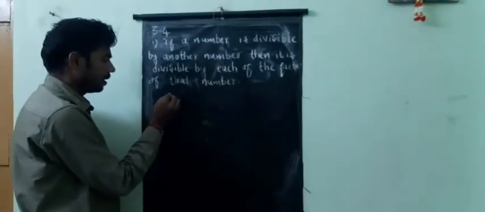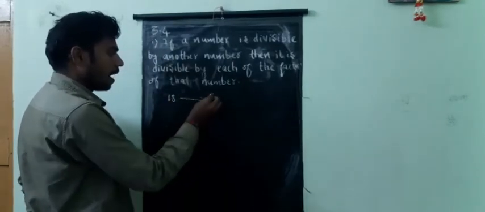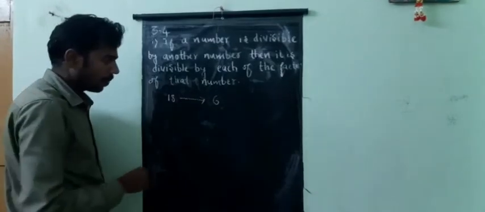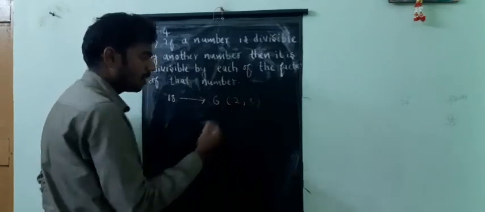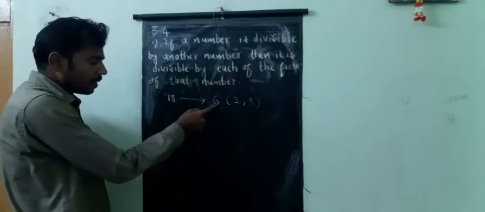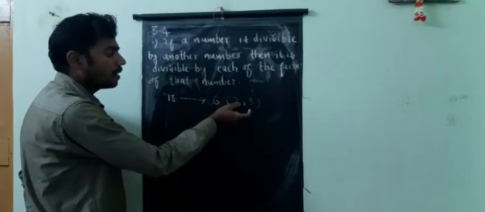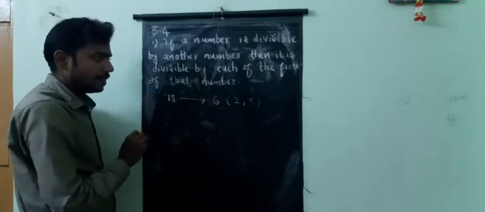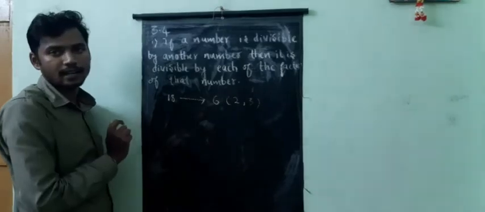I will take the number 18. 18 is divisible by 6. So 6 divides 18 completely, then I will say 6 is a factor of 18. So what are the factors of 6? 2 and 3 are the factors of 6. 1, 2, 3 are the factors of 6. See, if a number is divisible by another number, then its factors will also divide the given number. Means 6 divides 18, and the factors of 6, 2 divides 18 exactly and 3 divides 18 exactly.